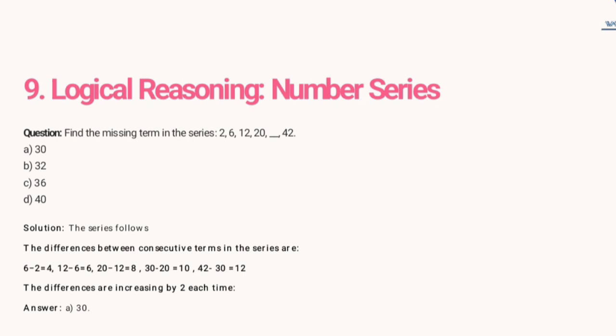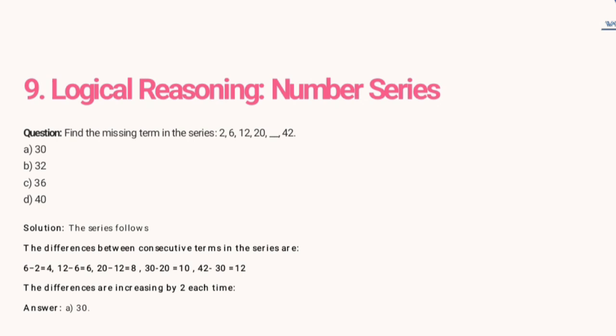It is the difference between the consecutive terms in this model: 6 minus 2, 12 minus 6, then 20 minus 12, 30 minus 20, and 42 minus 30. So the answer is 30, right?